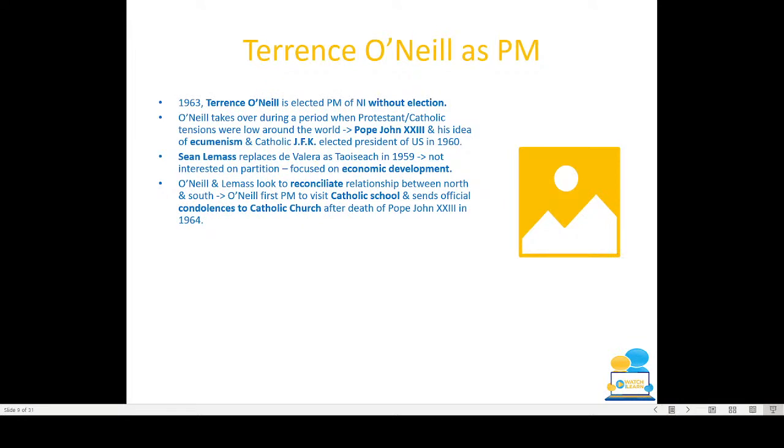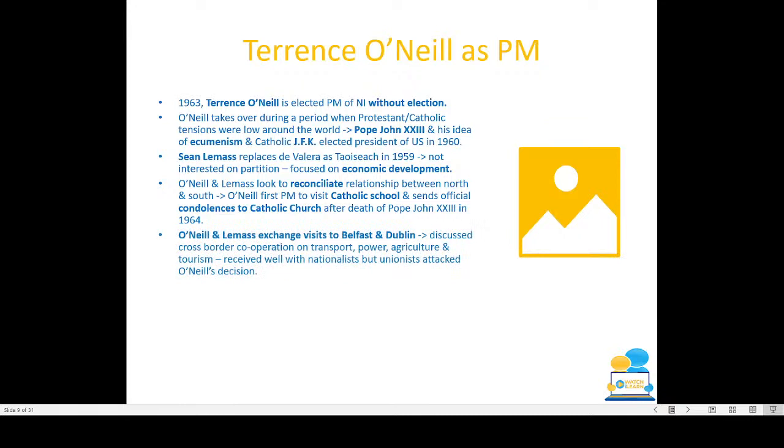So O'Neill was the first Prime Minister in Northern Ireland to visit a Catholic school. He sent official condolences to the Catholic Church after the death of the Pope in 1964. So we see a small improvement in Protestant Catholic relations in Northern Ireland with these small gestures by O'Neill. O'Neill and Lemass exchanged visits to Belfast and Dublin.